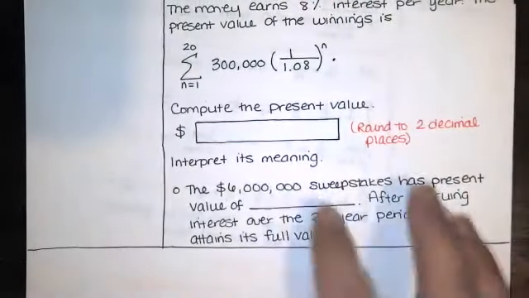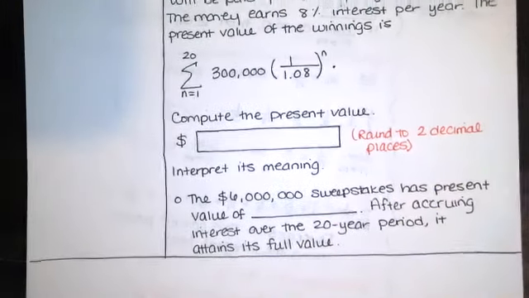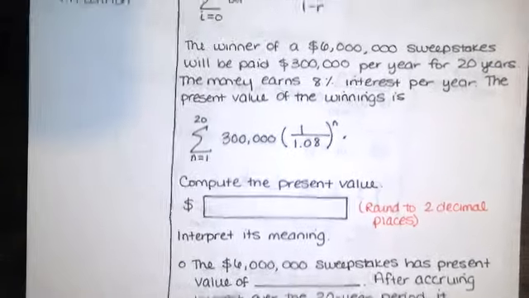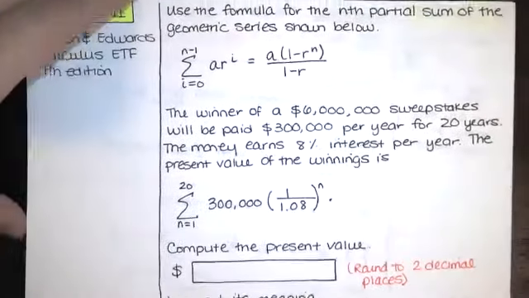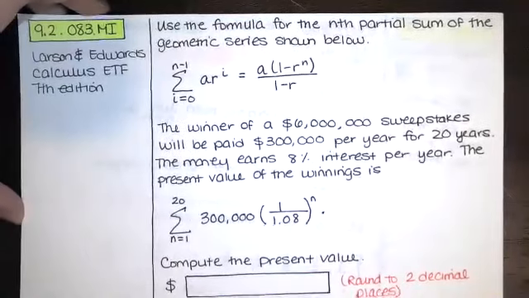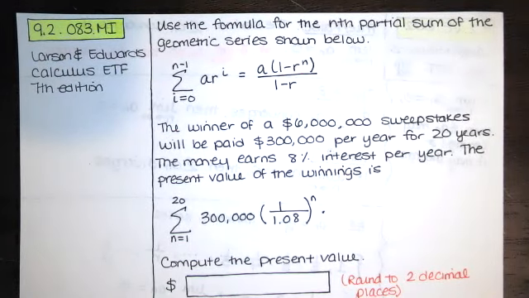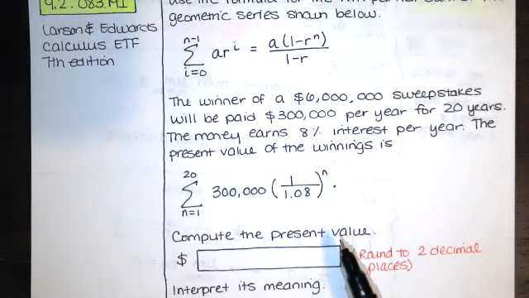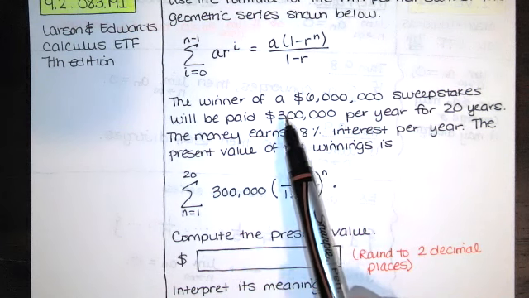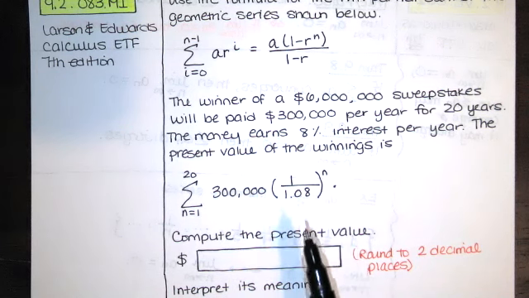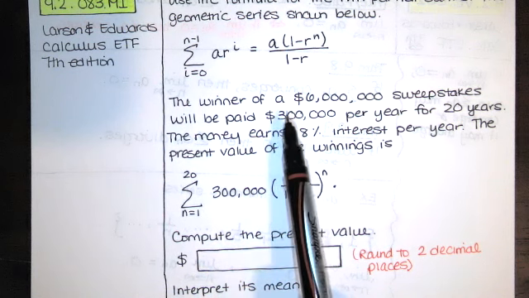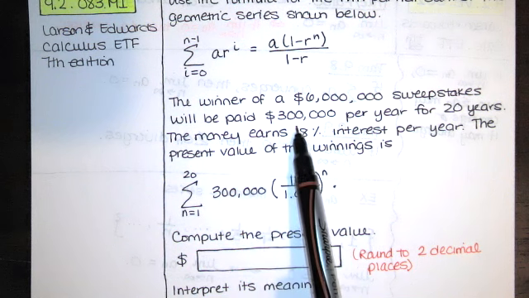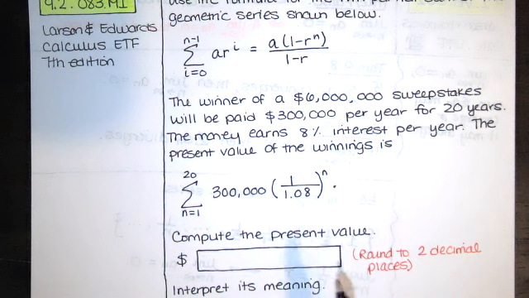Now, we're also asked to interpret the meaning of this. In order to interpret the meaning, we need to think about present value of money and future value of money. The present value of money is the amount of money that is required to make these payments in the future. This is how much that you would have to have right now in order to be able to fund $300,000 per year for 20 years.